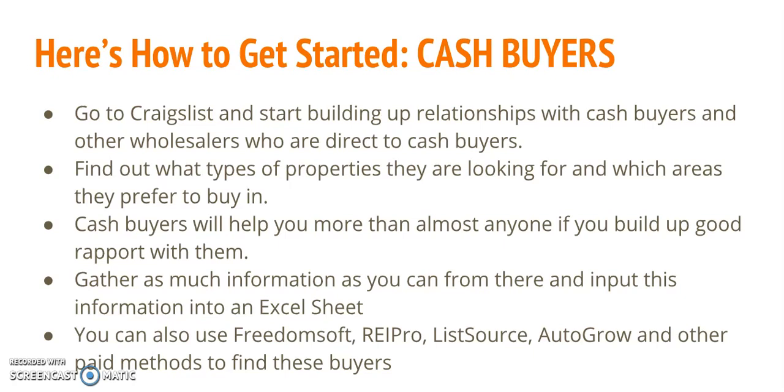The first thing you want to be doing as a wholesaler, in my opinion, is going out and getting yourself some cash buyers. How you can start off doing that is by going to Craigslist. Start reaching out to those people and building up relationships, and other wholesalers on Craigslist as well who are direct with cash buyers. So you want to be making as many relationships as possible. Actually, I recommend that you create a Google spreadsheet and put the information of the cash buyers on that spreadsheet so that you can keep everything organized. Find out what types of properties they're looking for and which areas they prefer to buy in.